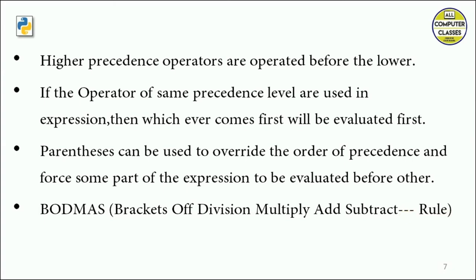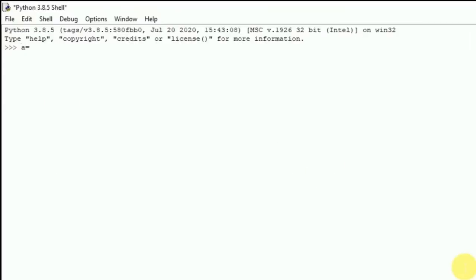Let's see it practically now. For example, a is equal to 100. Okay, now we will print it. Okay, now let's assign a another value, that is a negative value, and now let's print it. So the value of a is minus 100 now, right? So the current value is minus 100.